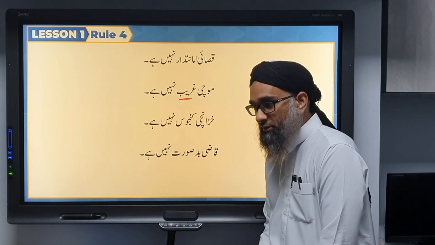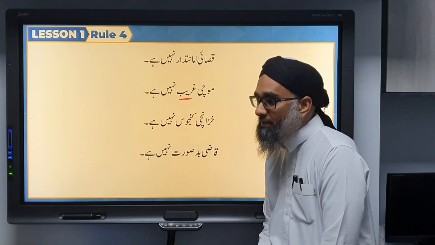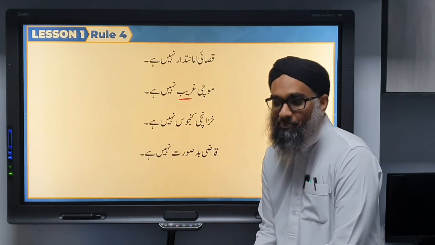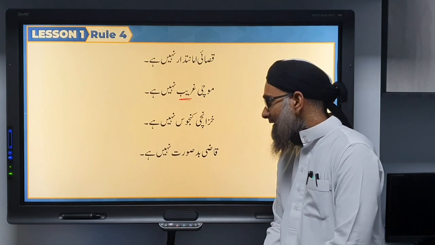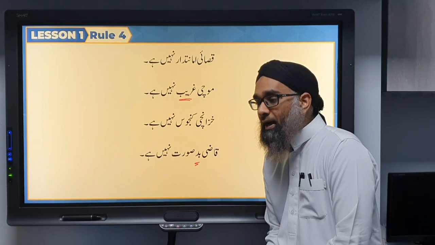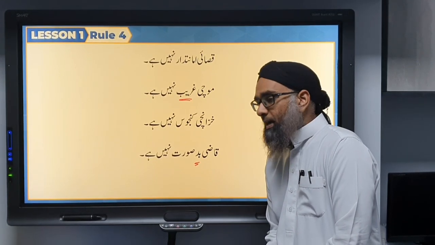Qazi is judge. And surat means picture, form. And bad means bad, ugly. It's a bad picture. The judge is not bad pictured, meaning he's not ugly. So bad, remember, these little tips will help you remember the words. For example, bad amal means who does bad actions, bad deeds.